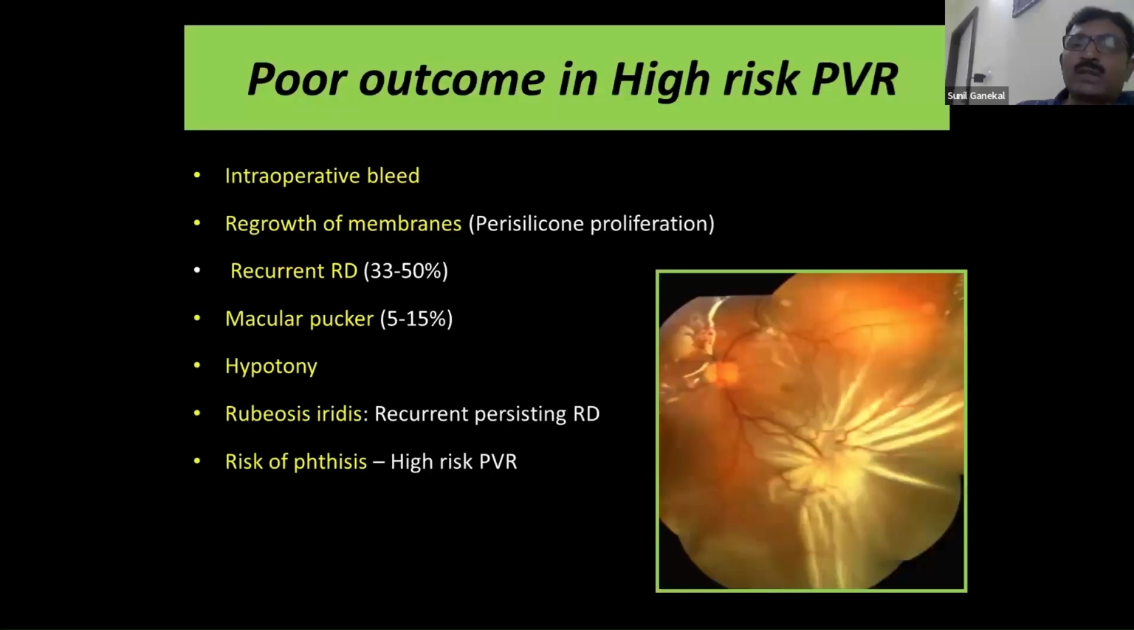Hypotony, especially associated with anterior PVR, ciliary body detachments, and other things, you tend to develop hypotony. So one should be very careful and keep silicone oil for a much longer period in such patients. Rubeosis iridis: especially with recurrent persistent RD after PVR surgery, you can develop neovascular glaucoma, the rubeosis iridis, which causes a painful eye. Then there is the risk of phthisis, especially in very high-risk PVR cases.